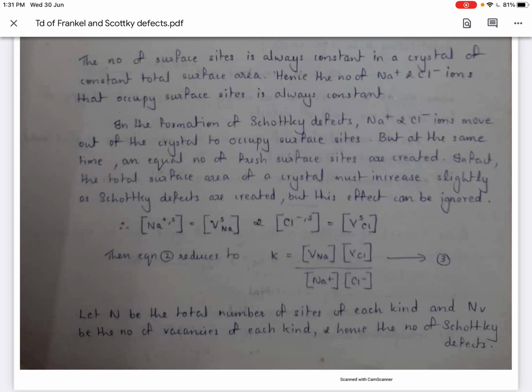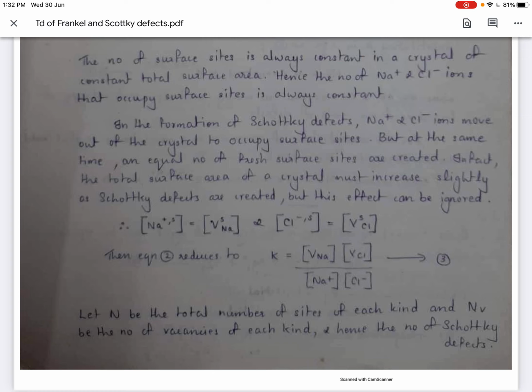In the formation of a Schottky defect, as we know, the Na+ ion and the Cl- ion will move out of the crystal to occupy the surface site. But at the same time, an equal number of fresh surface sites are created. In fact, the total surface area of a crystal has to increase slightly as the Schottky defects are created. But this effect can be ignored.